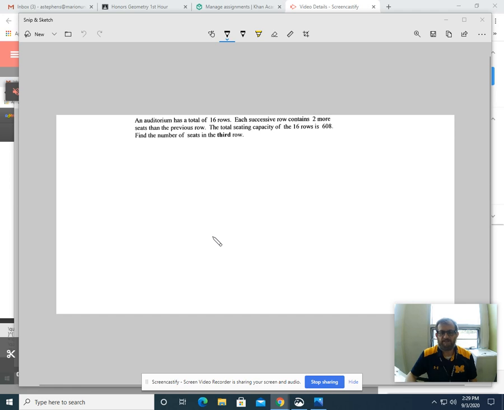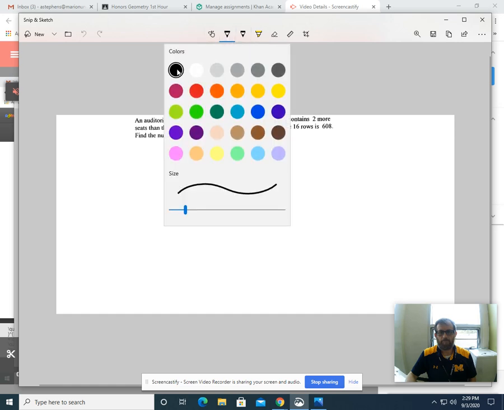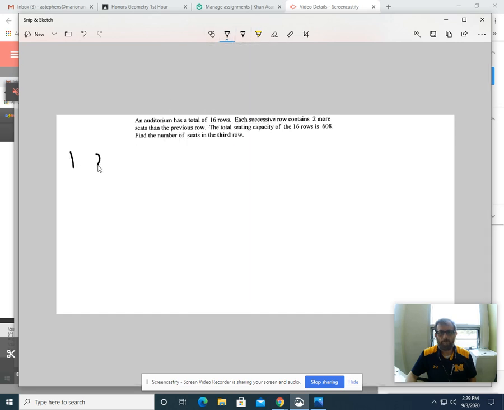So what we have is 16 rows of seats, right? So seat 1, we got a bunch of spaces, and then we go all the way up to like 15 and then 16. So we've got 16 rows of seats, and we know that if we add up all the seats, we have 608. And we know that each row has 2 more seats than the previous row. And we want to know how many are in the third row.